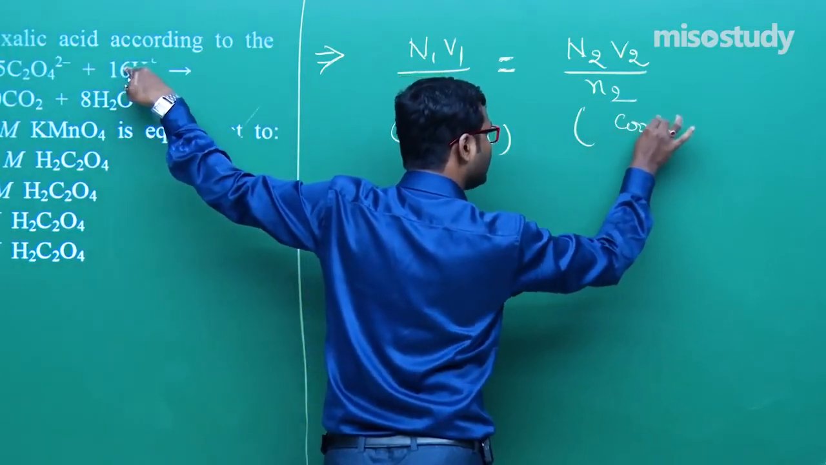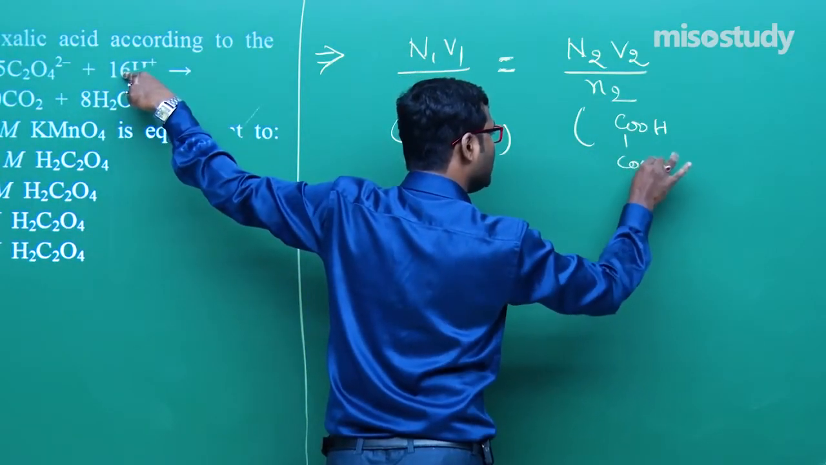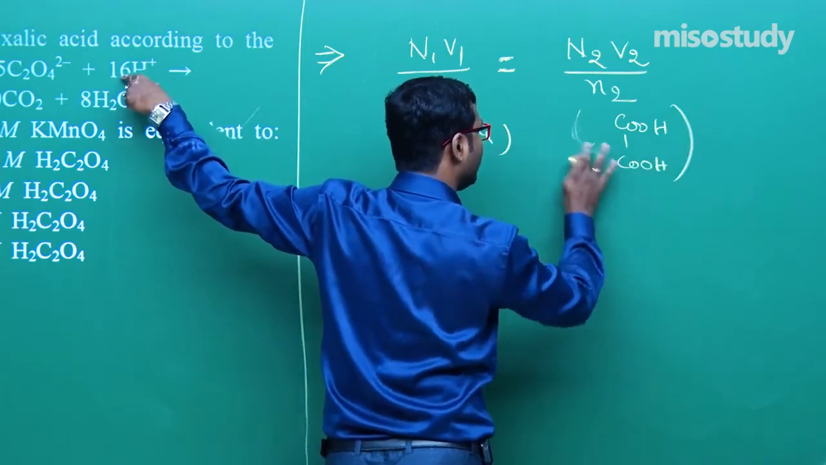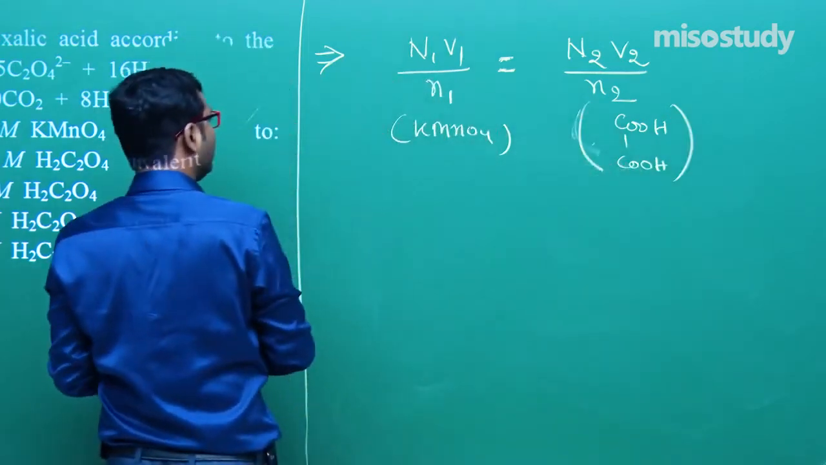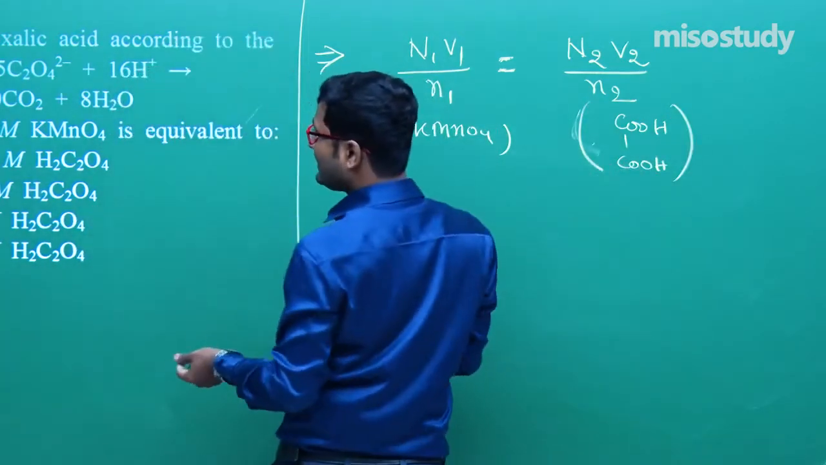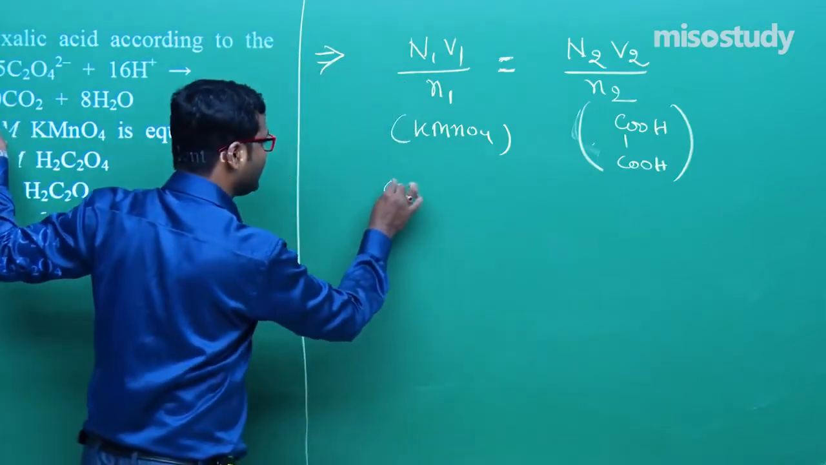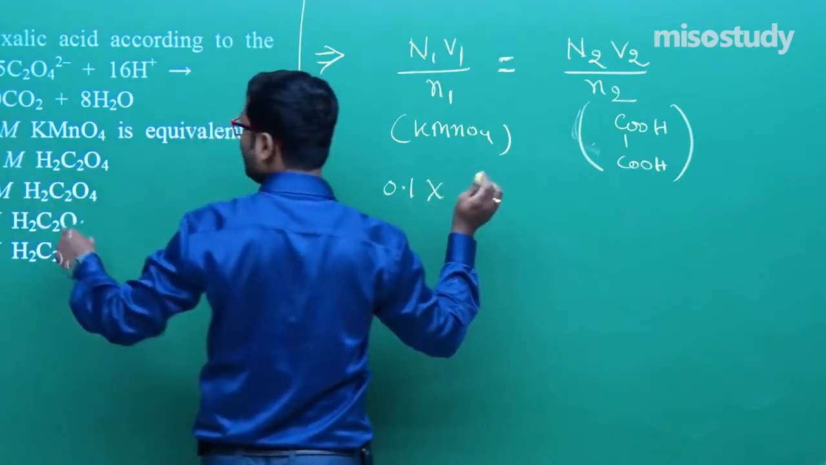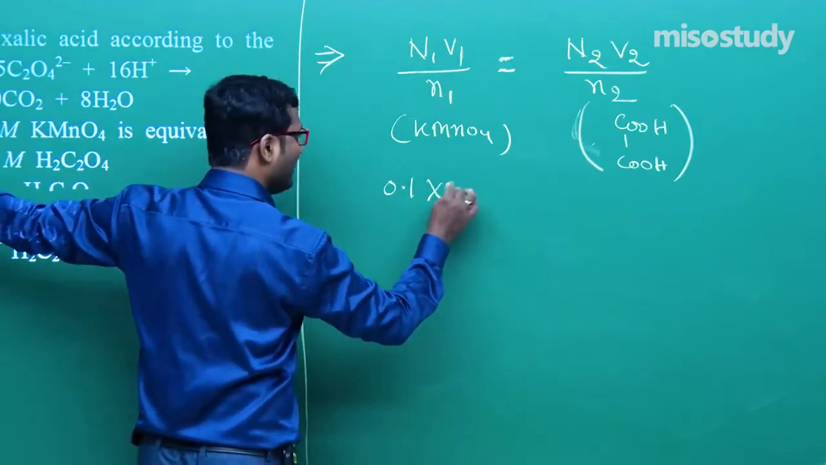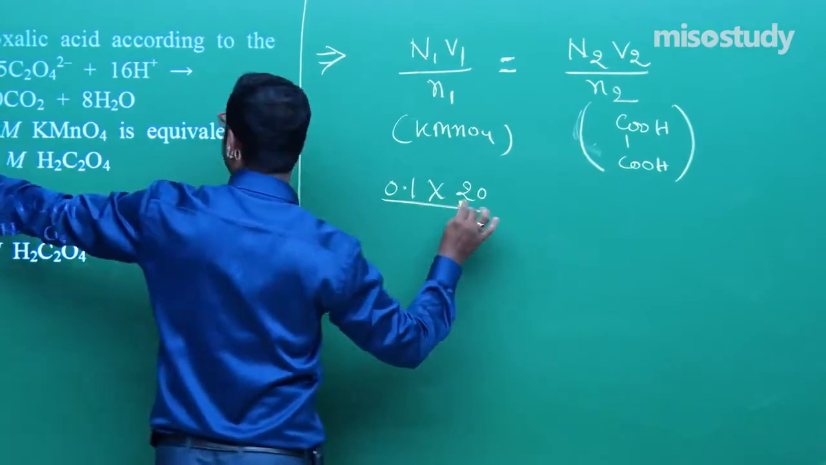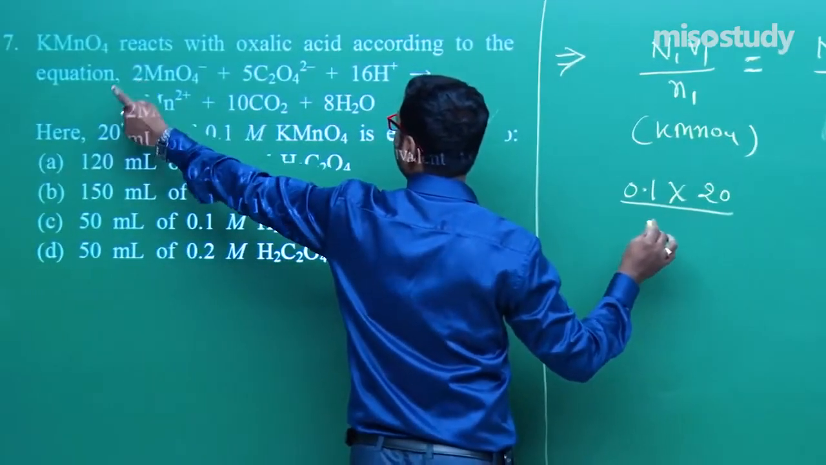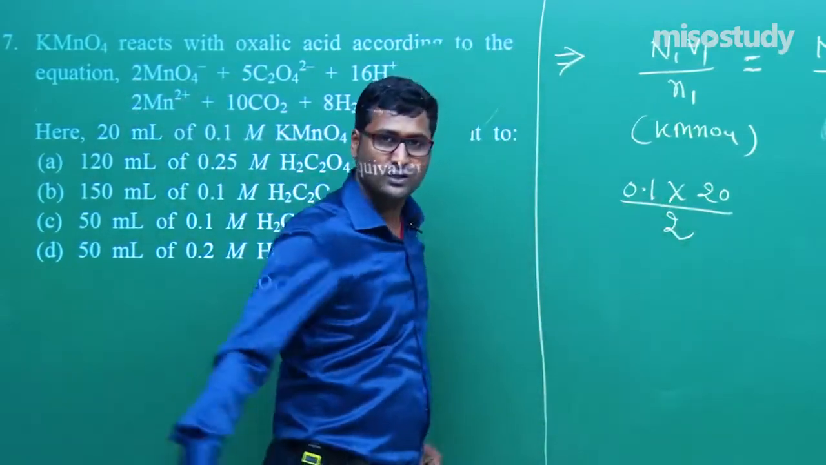What is the formula of oxalic acid? COOH, COOH. This is oxalic acid. Now put the value here. What is N1? That is 0.1. What is V1 here, friends? That is 20 ml. And what is the number of moles according to the question? 2. Yes, this is the equation.